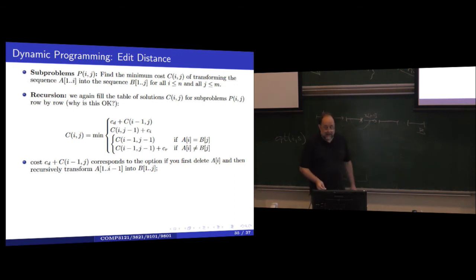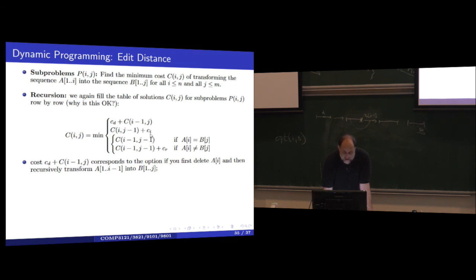Or I can swap the very last element. And if I do that, then if the endpoints agree, if A I is equal to B J, then of course there is no penalty because you do nothing, right?